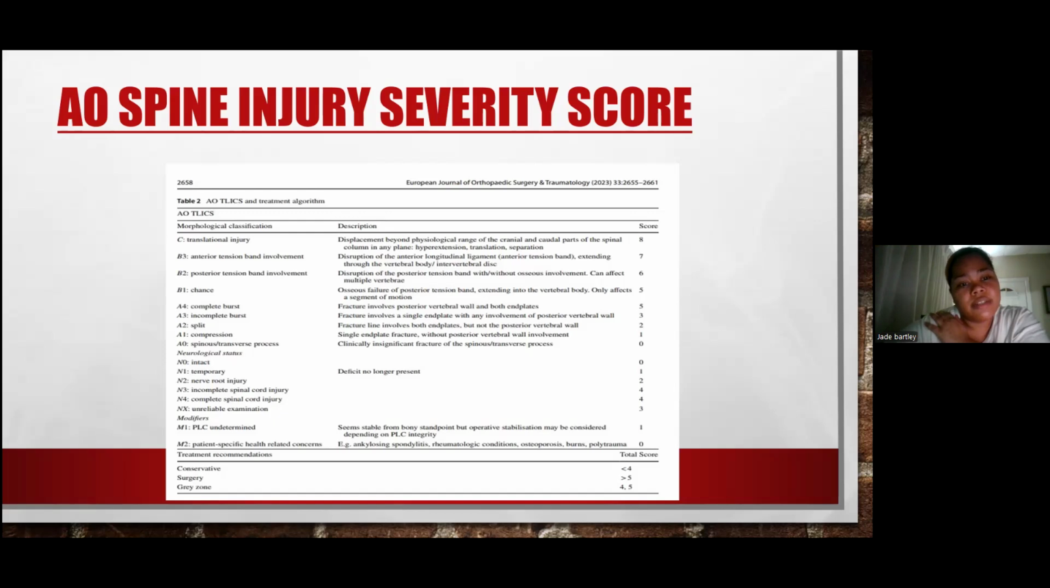Importantly, as it relates to neurological status, I don't know if you recall, in the TLICS classification, the incomplete spinal cord injury was actually weighted more. But as you can see, based on this injury severity score, both incomplete and complete actually have the same score. So one does not weigh heavier than the other. Regardless of whether the patient has an incomplete versus complete injury, that would still warrant you intervening, ideally within 24 hours, to somewhat improve this patient's ASIA score, right?